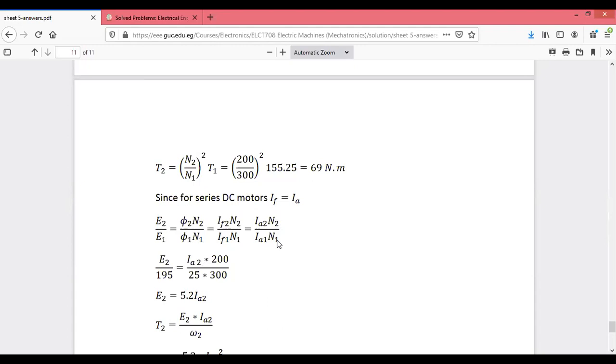But for a DC shunt motor, you can't take IF equal to IA, because there the voltage is the same and the current is different in parallel, but in series the current is the same. That's why we are considering field current equal to armature current. So when we put all these values, we are not aware of IA2 and E2. So you will get the equation for E2 in the form of IA2.